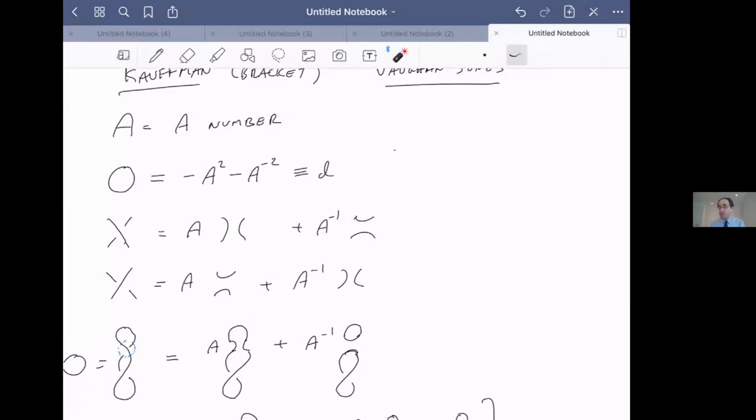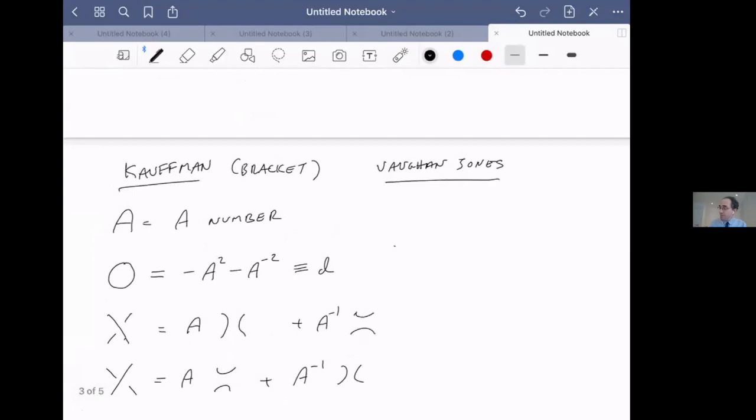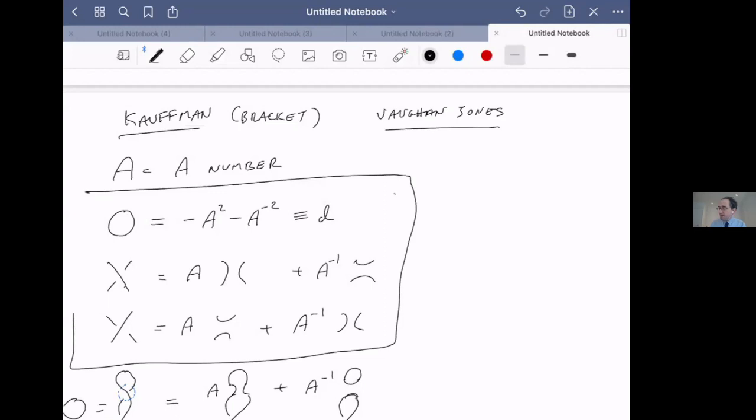Now, I guess the question that's written in the chat is how do I know? Basically, I'm going to calculate, define for a loop. So okay. I think this is both questions that I wrote down, this set of rules. And the claim was that in this set of rules, this loop gets the value minus a squared minus a to the minus 2, which we define to be the number d.